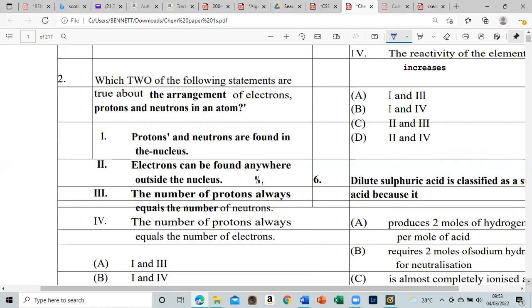Number two: one is correct, protons and neutrons are found in the nucleus, and the number of protons is always equal to the number of electrons. So that would be one and four, which makes it B. Let's move on to three.